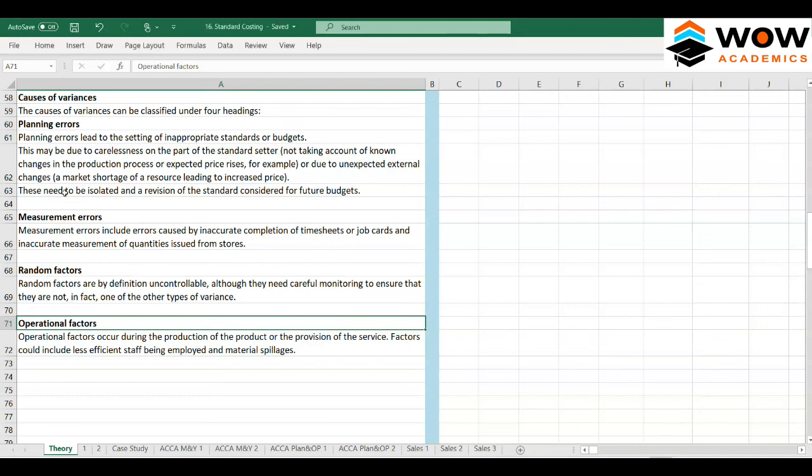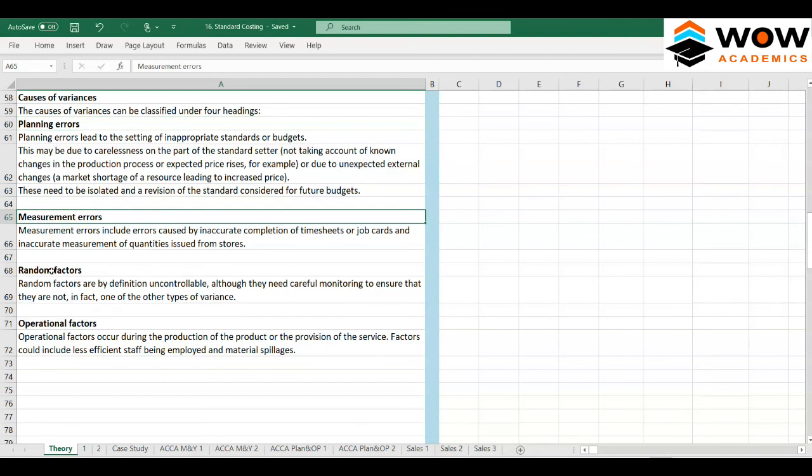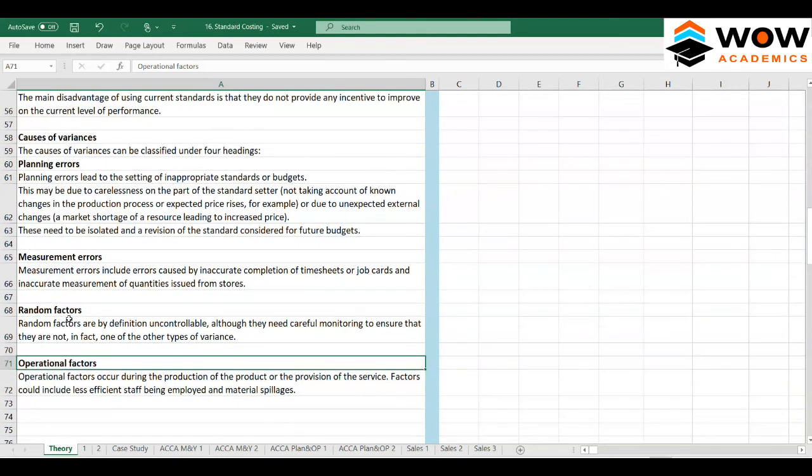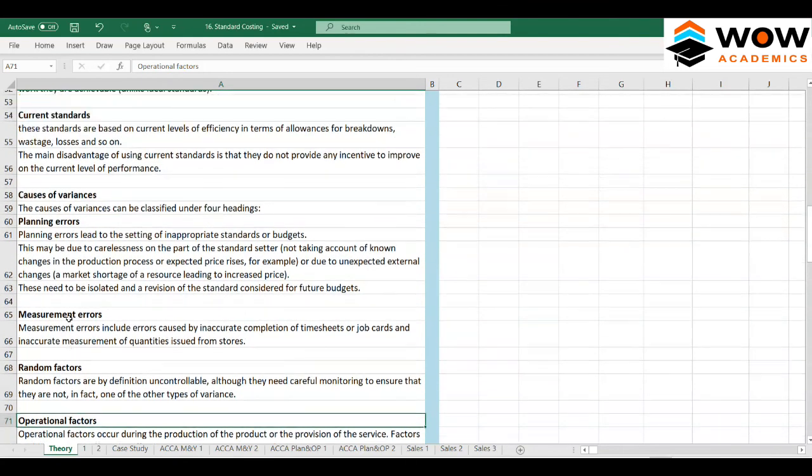Just because there is a variance, it does not mean that the manager is not performing well. It can also be that the standard is wrong, or measuring the actual is wrong. There are so many random factors which can influence the actual. And operational is only one element of these causes. So the concept is, don't blame the manager for negative variance. Even for positive variance, sometimes he might not be responsible. He might just be in a lucky situation. So that's about the concept here.